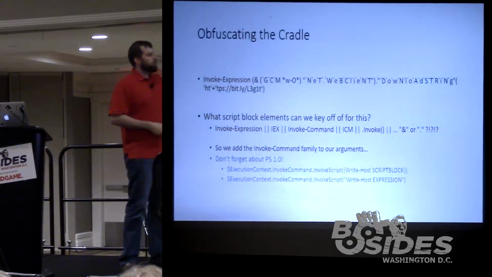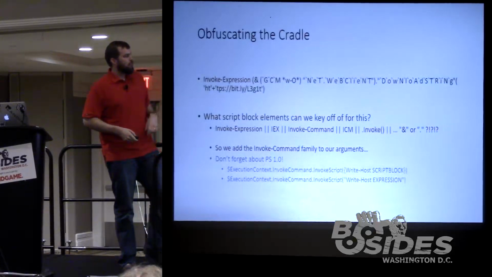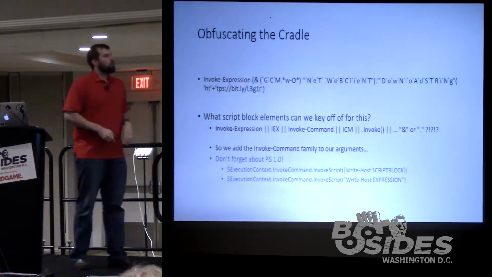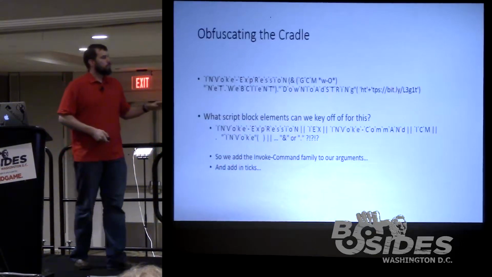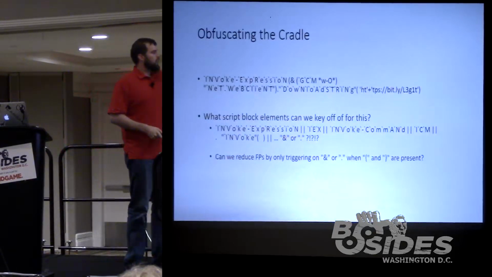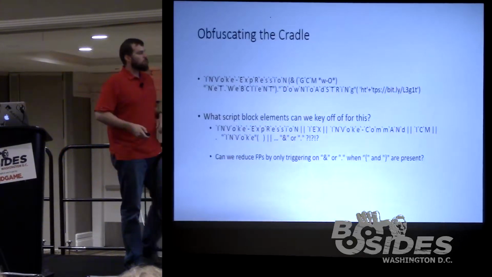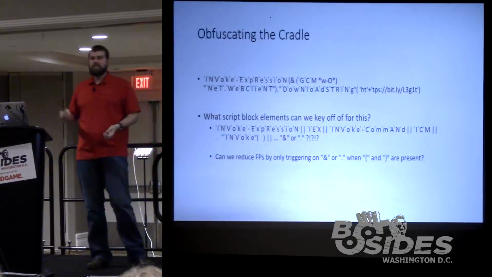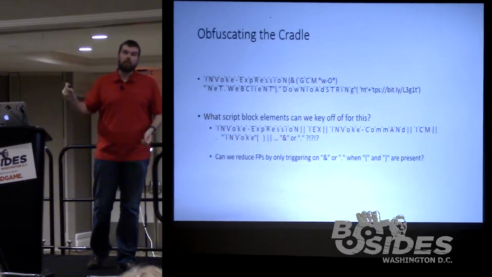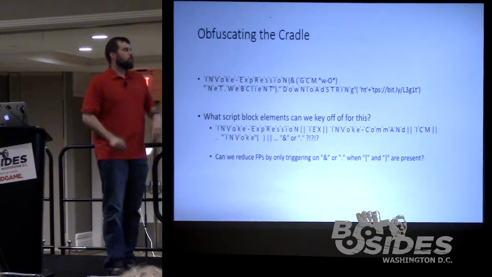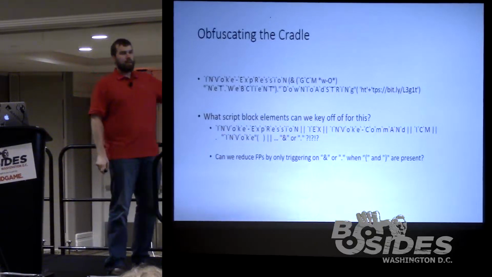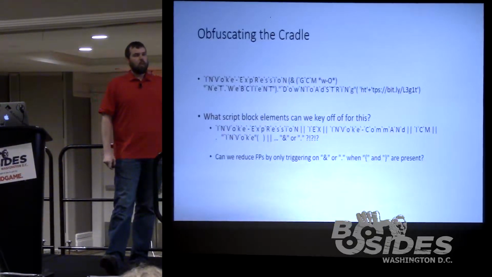Well, we also have PowerShell 1.0, where there's that execution context again. We have invoke script. But really, what I'm worried about is how do we deal with this ampersand and this dot? How can we feasibly look for this on the command line without getting insane false positives? Well, in this case, we're dealing with script blocks. So maybe we say, if I see a combination of an ampersand or dot, and I see the left and right braces, which is what you have to denote script blocks, then maybe we're good.